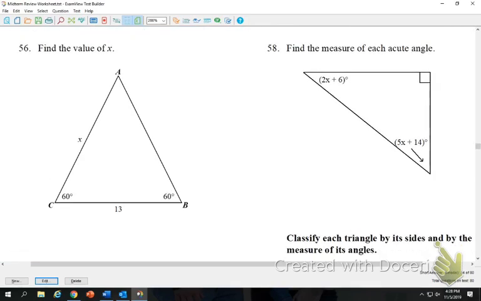This is an equiangular triangle. All the angles are 60, so that means all the sides are the same. So x will equal 13, because one of the sides was 13, all of the sides will be 13.